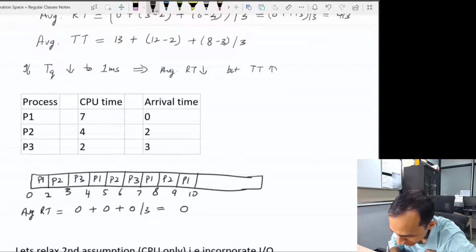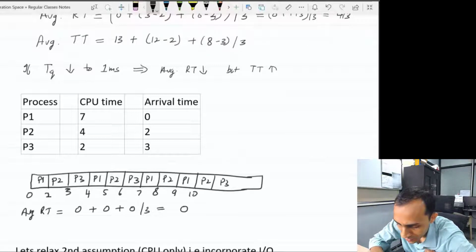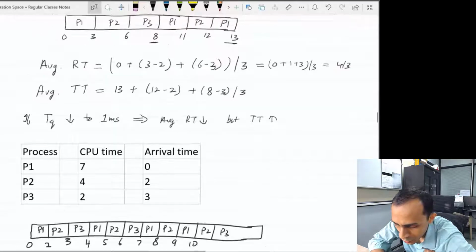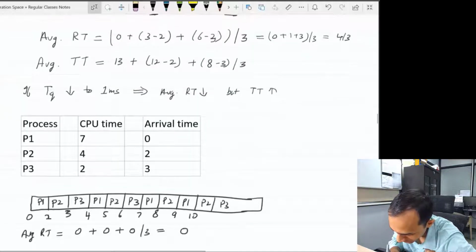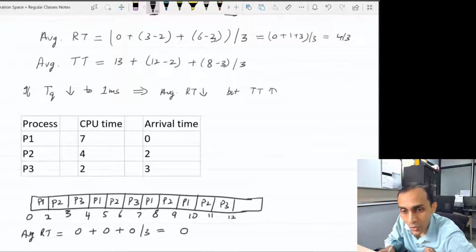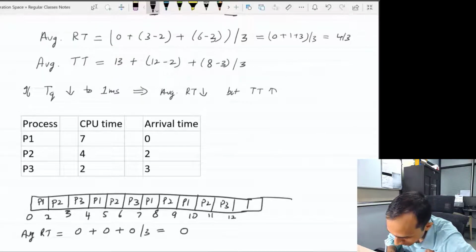Then P2 will run, then P3 will run, and so on. So they are not going to finish earlier. So the average turnaround time is also going to be larger. P3 will definitely be greater than 8. P2 also has not finished till now. So I hope you got the idea. Should I complete it, or I think you can do the rest?